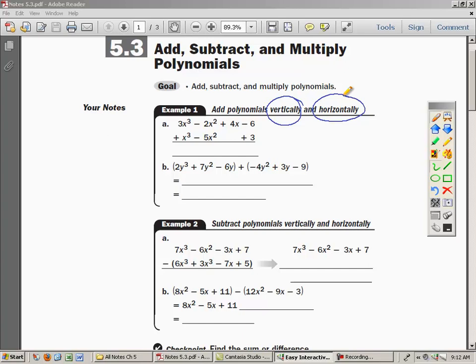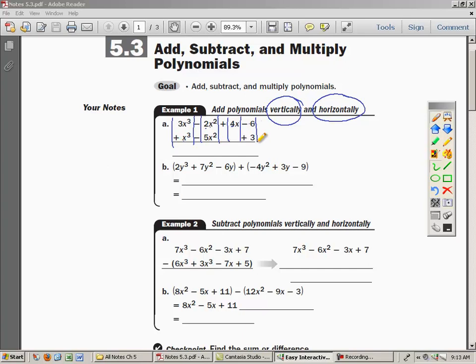The vertical format says, if I had the sum of 3x to the third minus 2x squared plus 4x minus 6, and I wanted to add to that the polynomial x to the third minus 5x squared plus 3, I would align the common terms in a column and then simply add down the columns.